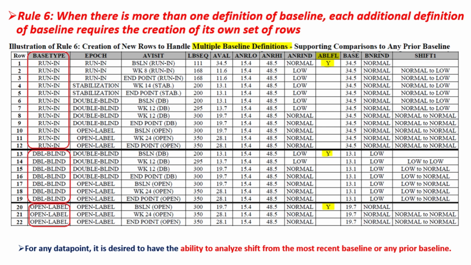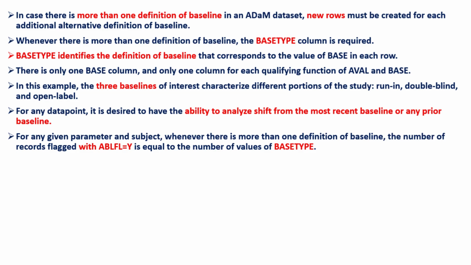Rule 6: When there is more than one definition of baseline, each additional definition of baseline requires the creation of its own set of rows. For any data point, it is desired to have the ability to analyze shift from the most recent baseline or any prior baseline. In case there is more than one definition of baseline in an ADaM dataset, new rows must be created for each additional alternative definition of baseline.